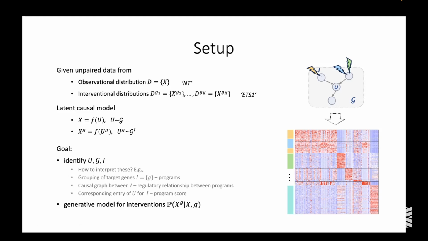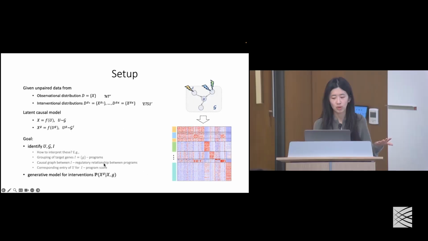And then for the corresponding entry U in this latent case, this will be just a scalar value. Because they correspond to the I's here, you can interpret them as, for example, some program score. And this is one interpretation you can do in terms of the latent causal model that you identify.